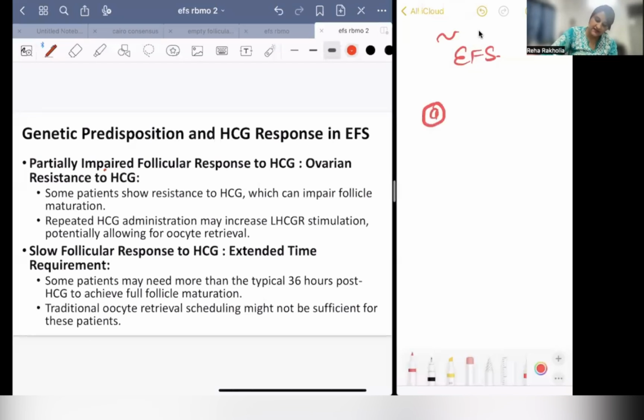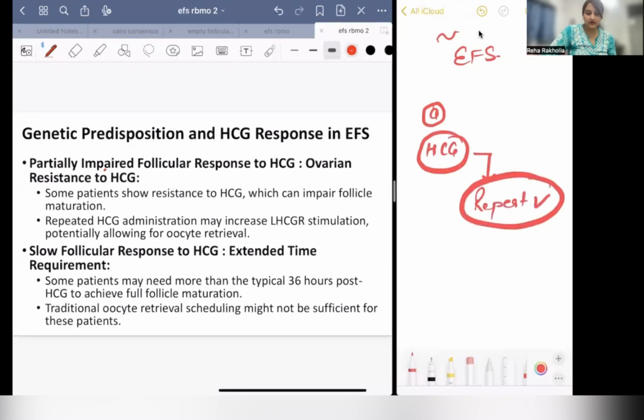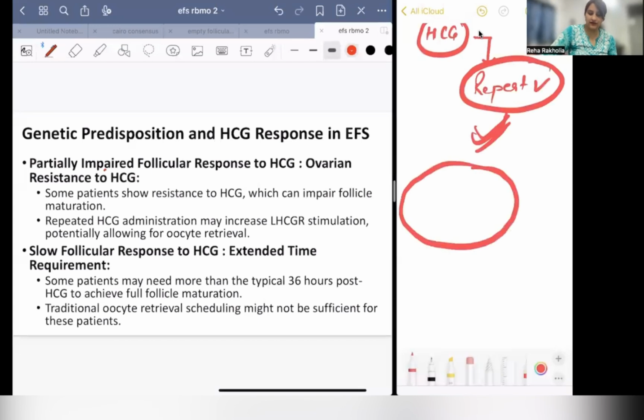First is partially impaired follicular response to HCG. We give HCG and there is not much response. So if we give a rescue dose, if we repeat the dose, it will work, because there was a partial resistance in the ovary to HCG.